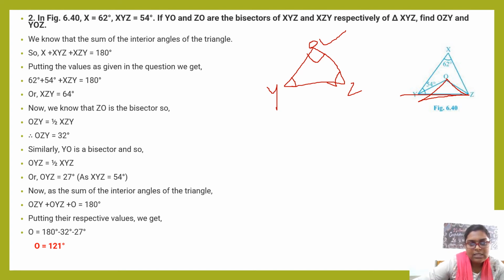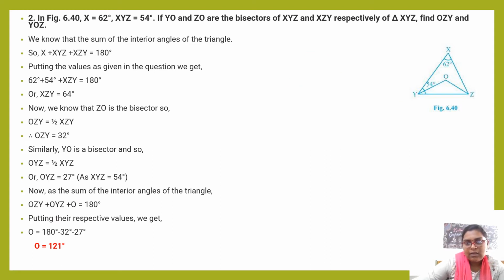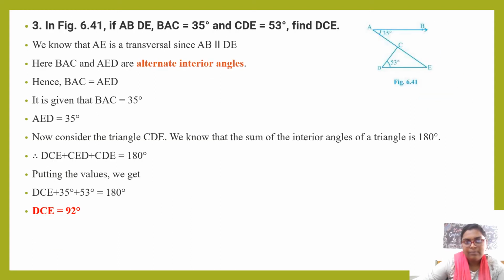Because here O plus Y plus Z is equal to 180 degrees. We want to find O only, so keep O as it is. These two values will go to this side and become subtraction. So 180 degrees minus 32 degrees minus 27 degrees will give you the value of O. Okay, so that's it. Our next problem.